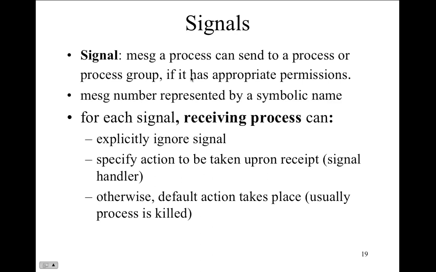The message number represents the symbolic name of the signal. For each signal, the receiving process can explicitly ignore the signal. That doesn't mean they have to pay attention to the signal. They can specify an action to be taken upon receipt of the signal using a signal handler, or otherwise default to the action that takes place. Usually a process is killed on a default action when it receives a signal.